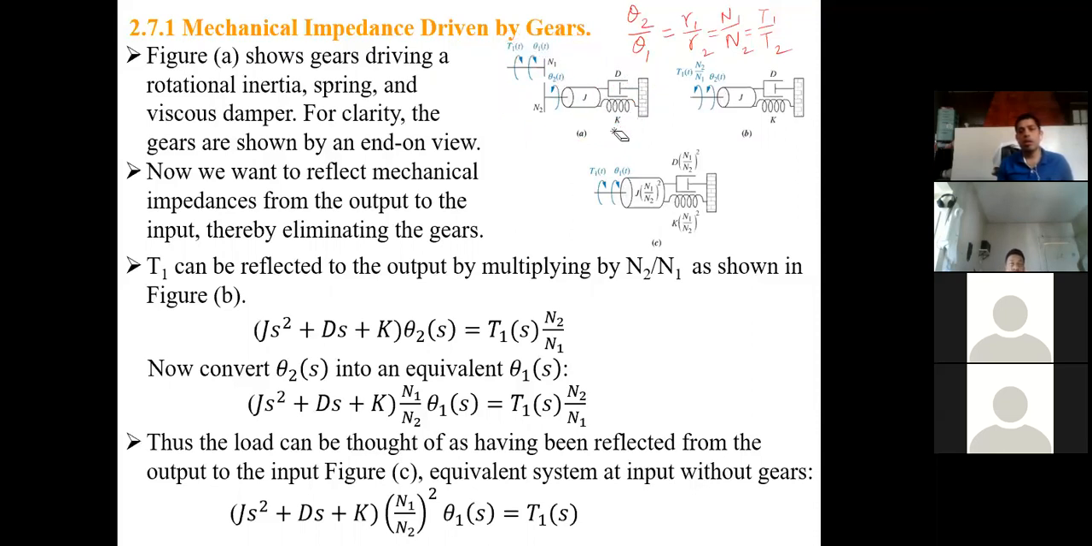Now I'm going to do very important things, so I want you guys to pay attention very carefully here. Please, this is very important. What I'm trying to do here is, it looks like this has 2 degrees of freedom, right? Theta 1 and theta 2.